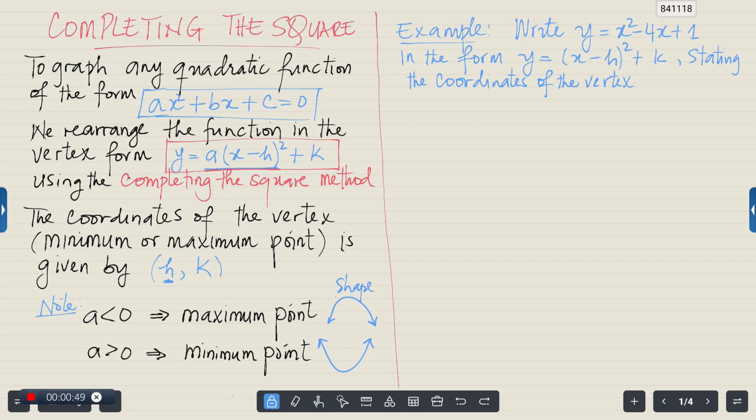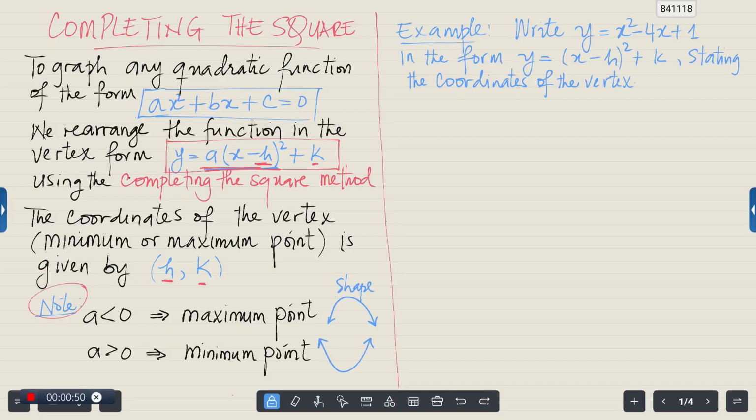k. Notice that the h here and the one we have in the bracket here, the signs are opposite. So if we have a plus, we switch it in here. The sign of k remains the same.